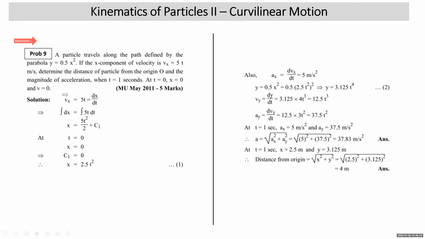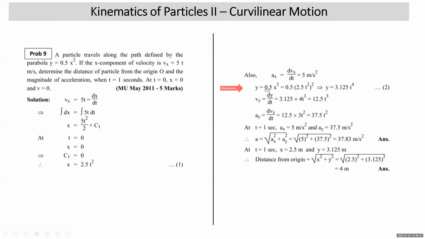Now, we start with vx is equal to 5t. Vx is nothing but dx by dt. Separate x and t terms, integrate both sides, and you get x is equal to 5t square by 2 plus c1. Boundary conditions are given: at t is equal to 0, x is 0, so c1 is 0. So x comes out to be 2.5 t square. We also understand that ax is equal to dvx upon dt, so ax comes out to be constant, that is 5 meter per second square.